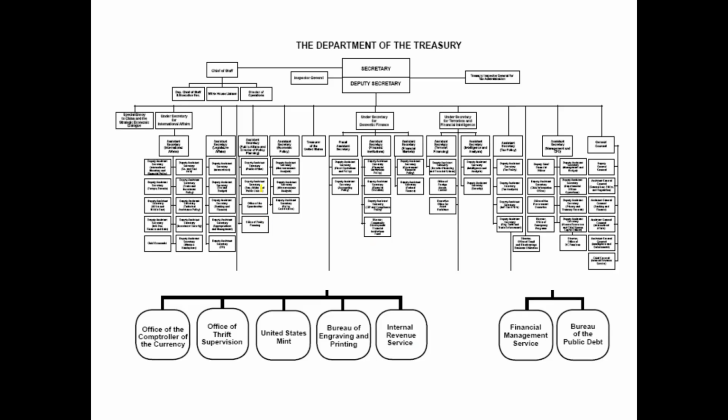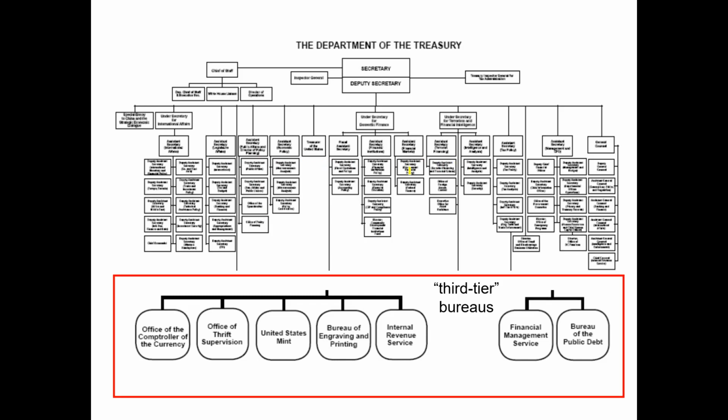The Department of Treasury is pretty busy, lots of office ofs, executive office of, etc. So I blew up the third-tier bureaus down here, and some of these you maybe have at least heard of. The United States Mint, which coins our money, Bureau of Engraving and Printing, which prints our money, the IRS, which collects our money in the form of taxes. So those are some of the main third-tier bureaus of the Department of the Treasury.